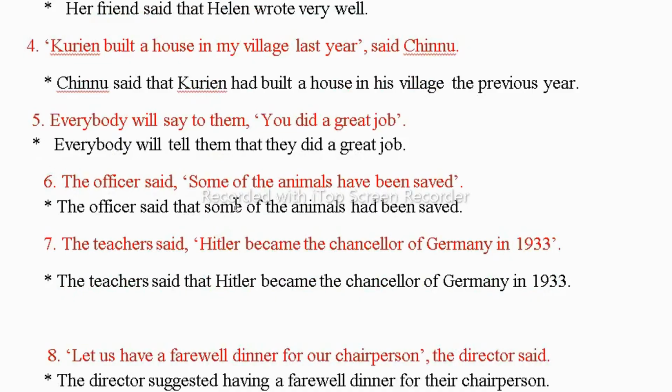The officer said, "Some of the animals have been saved." The officer said, instead of comma, write that. Some of the animals, this have been saved. This is the present perfect, which changes to past perfect. Only in place of this have, write had been saved.